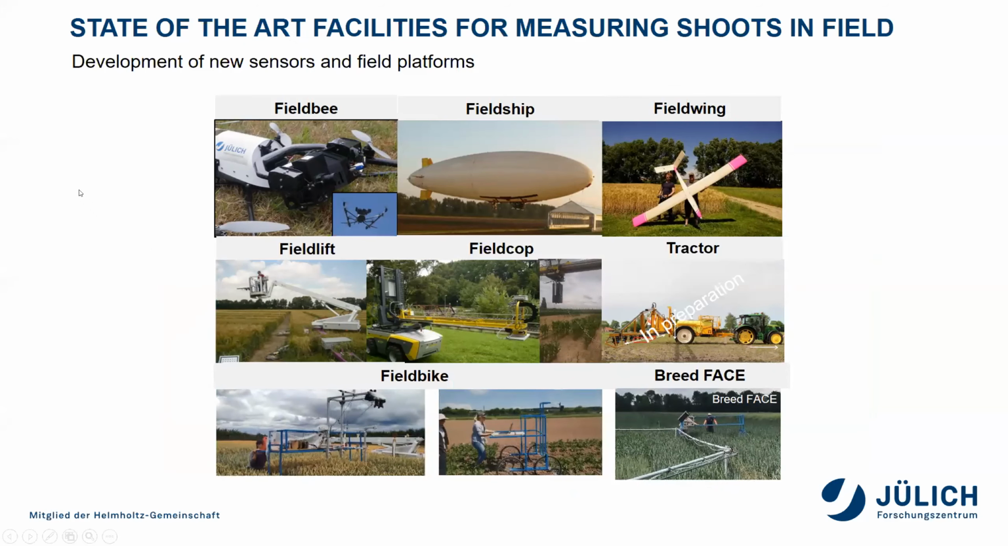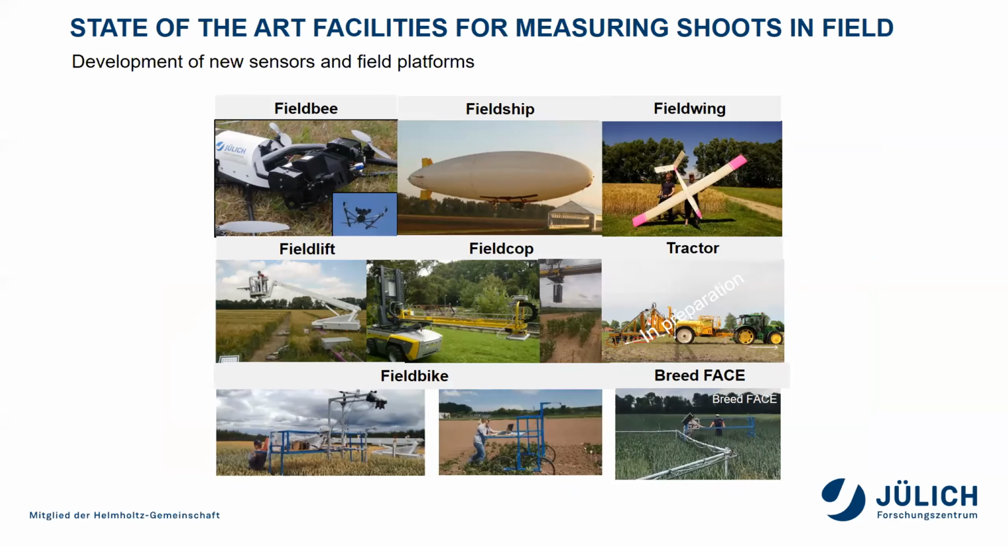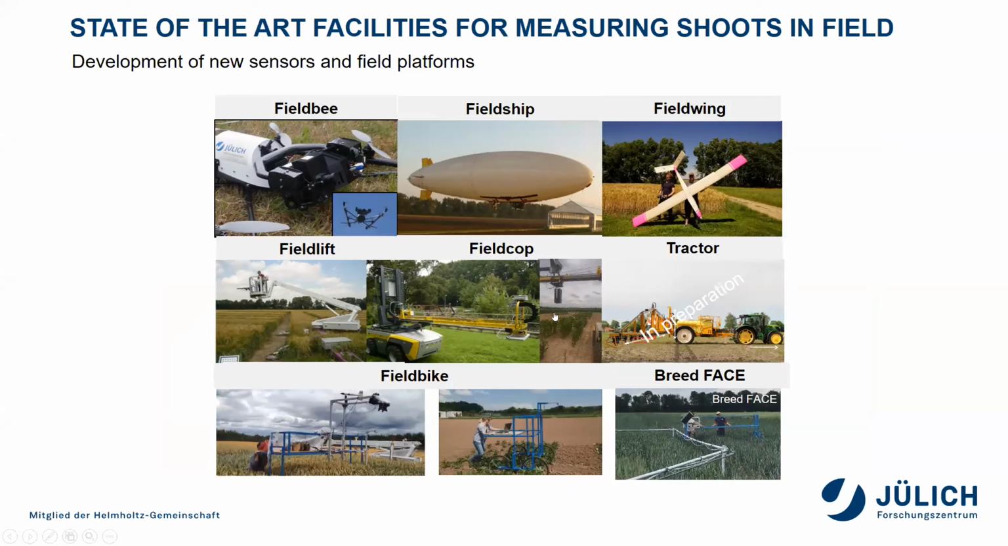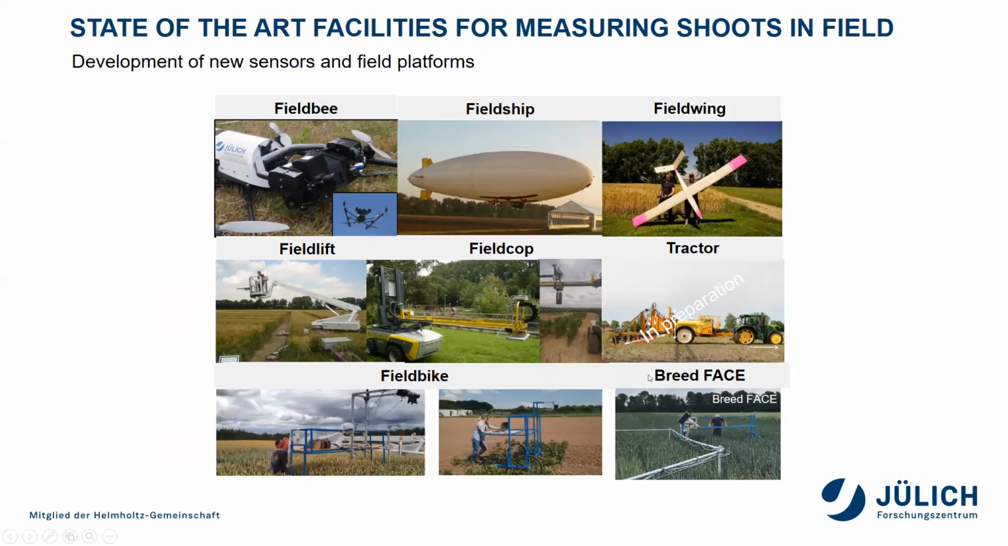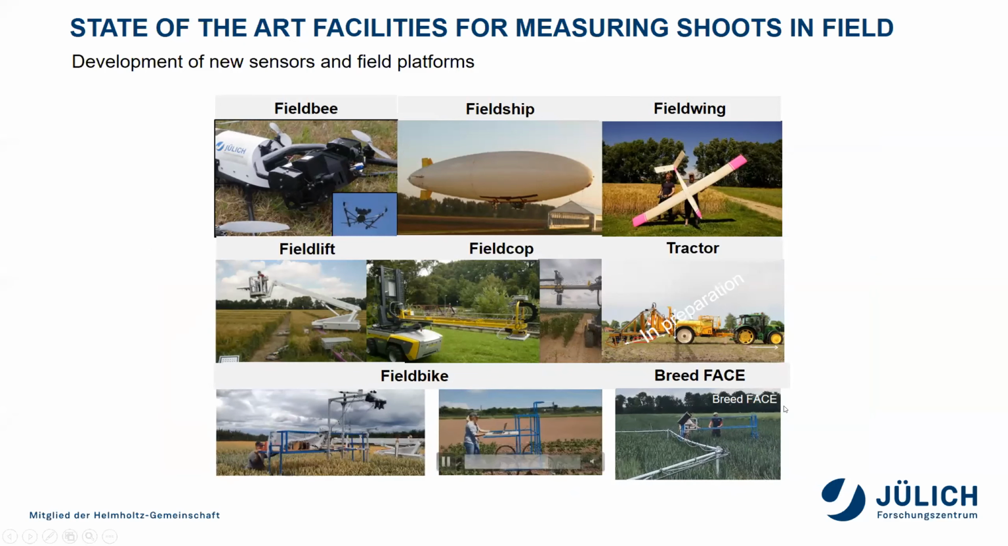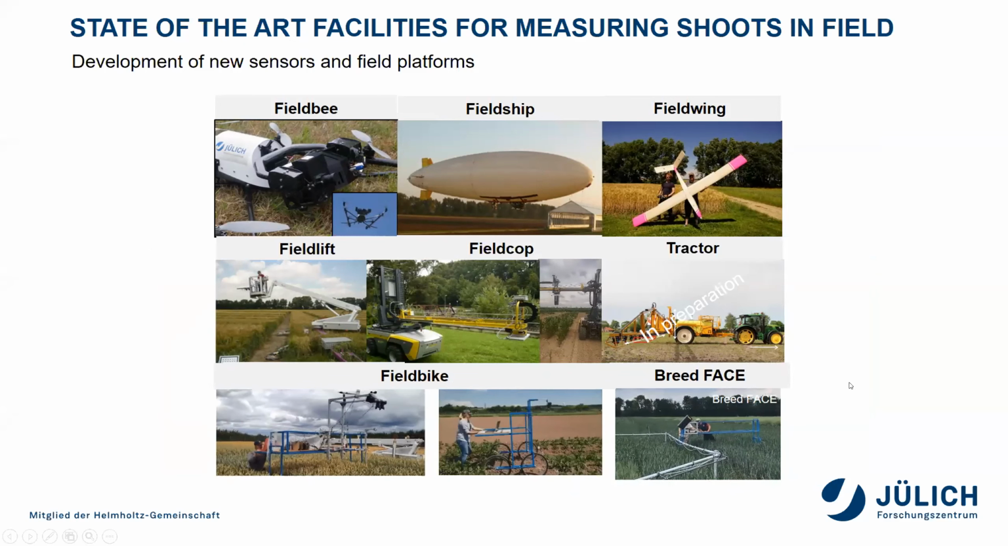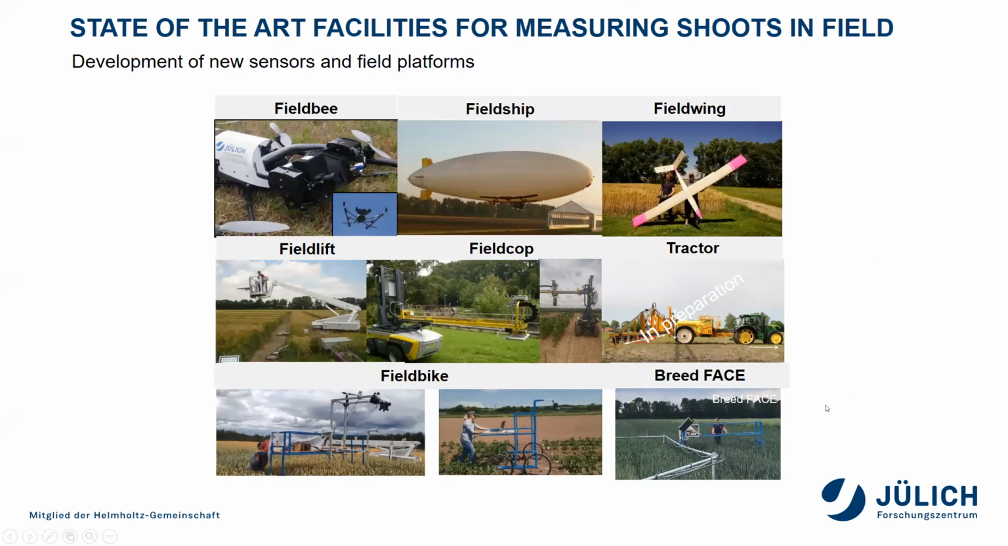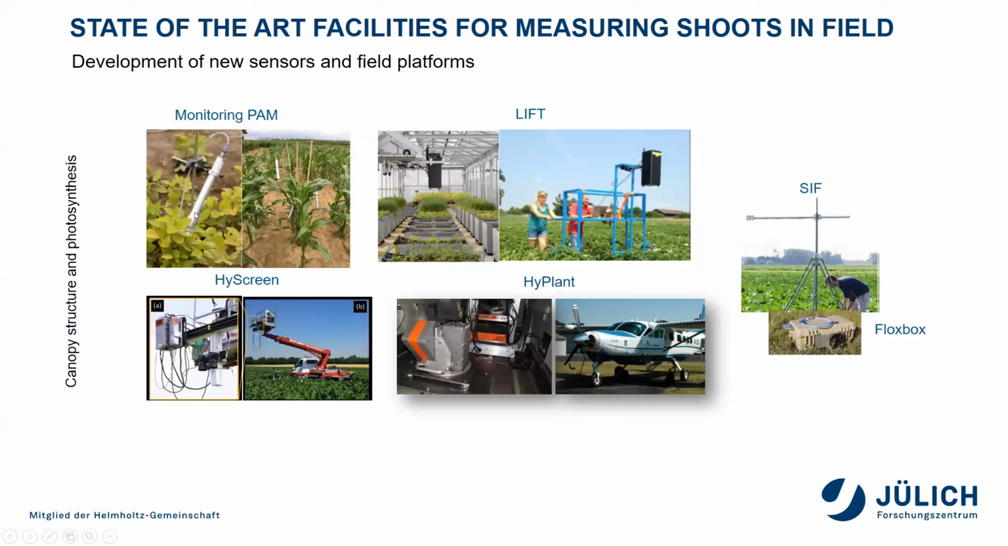There's a number of different systems which we use here. This is a set of different positioning systems. So this is quadcopters, zeppelins, fixed wing gliders, autonomous driving systems, tractors. We also have push bikes, field bikes, and also use them in the BreedFACE, for example, which I'll come back to in a minute. And we have a number of different sensors from monitoring systems, and these are just the ones for photosynthesis, LIFT, laser-induced fluorescence transient systems, which is a laser system which measures photosynthesis. We have SIF, which is a passive system. We have the HyPlant and HyScreen systems, which give us opportunities to measure photosynthesis passively with fluorescence from sunlight.